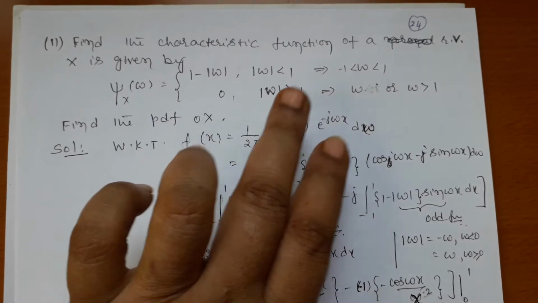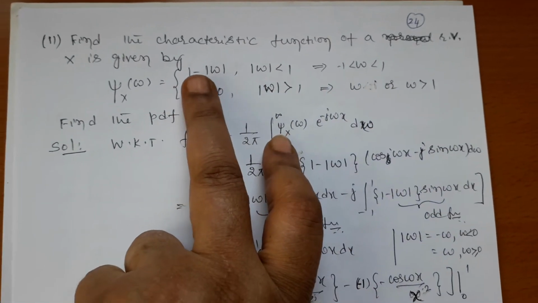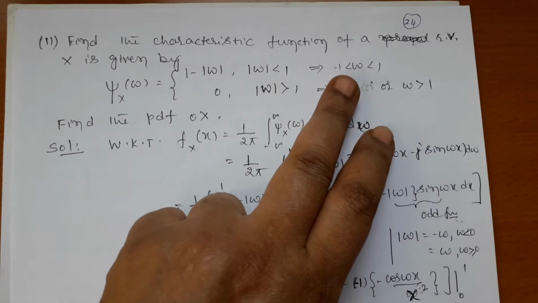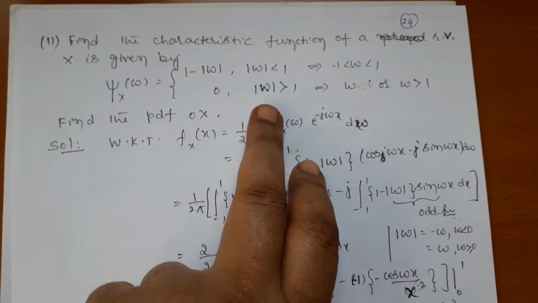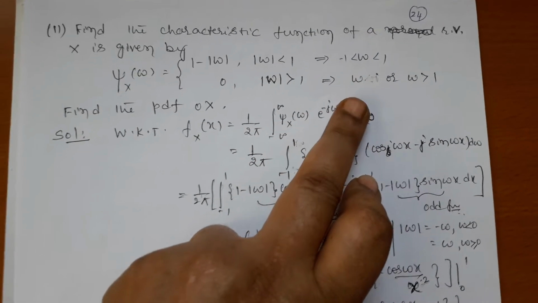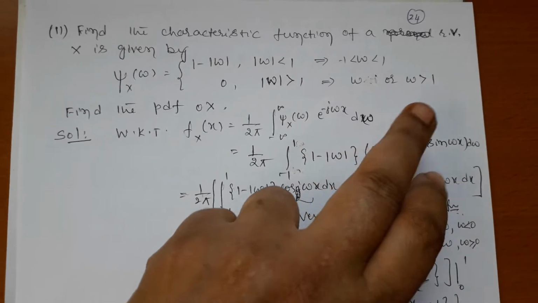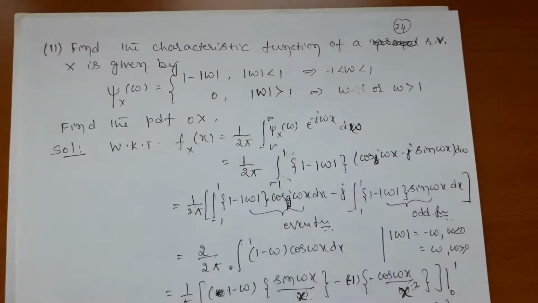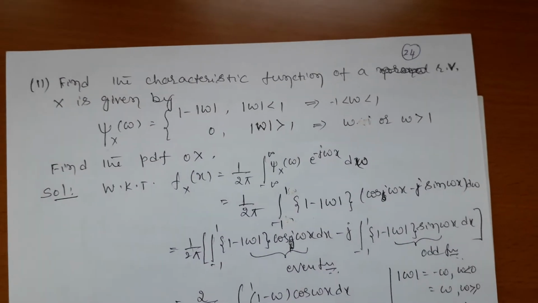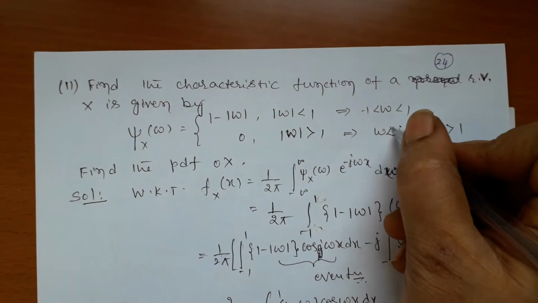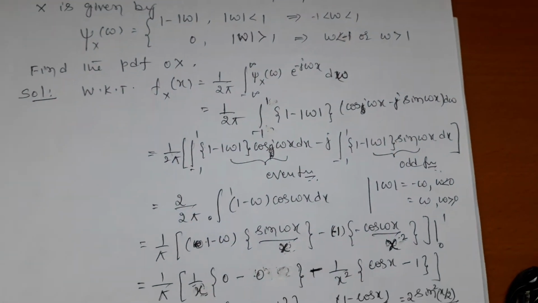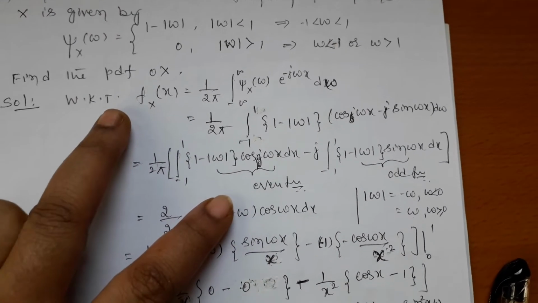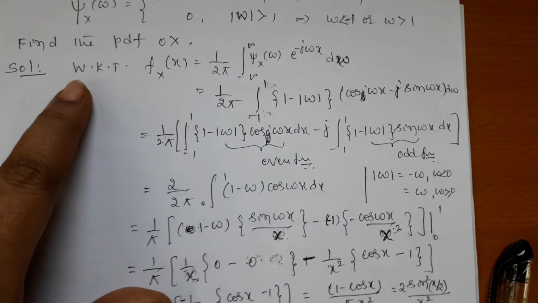We already studied this in the Fourier transform; there we worked the same problem. 1 minus mod x there means 1 minus mod omega here. Omega lies between minus 1 and 1. Modulus of omega greater than 1 means omega less than minus 1 or omega greater than 1. Yes, you already know this point. Find the probability density function of X. I want to find out f of x.